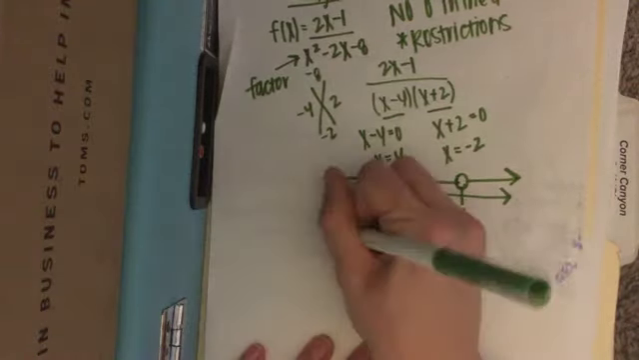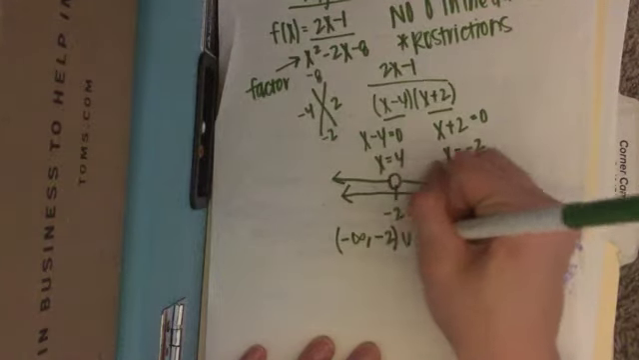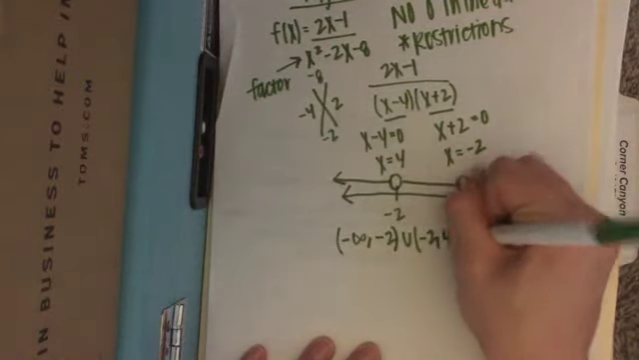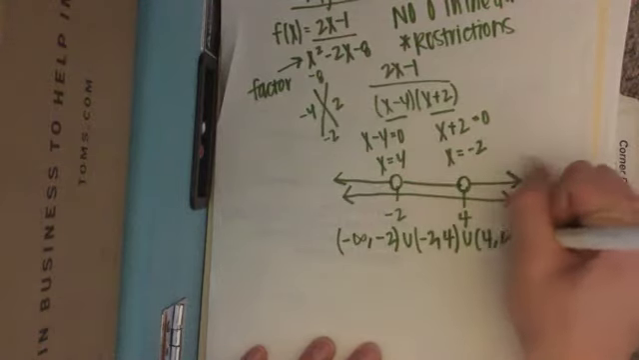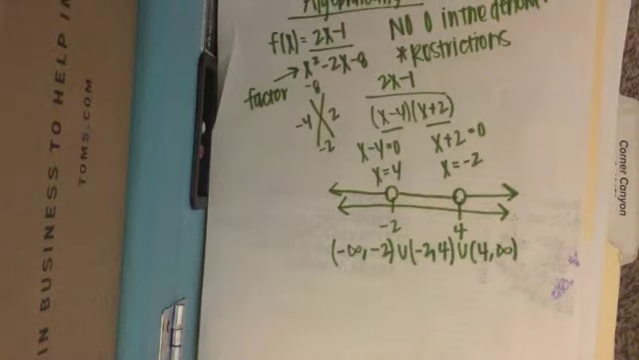So my domain here is negative infinity to negative 2, and then negative 2 to 4, and then 4 to infinity. Okay?